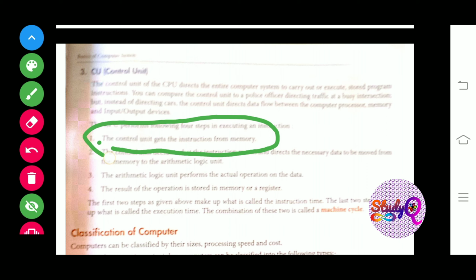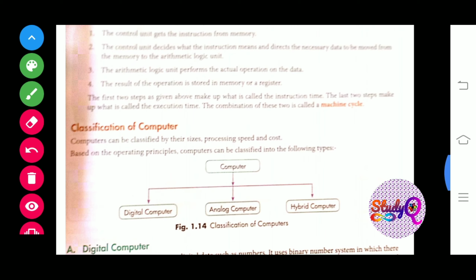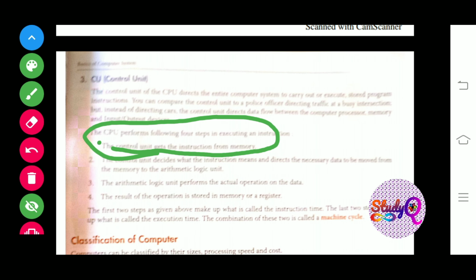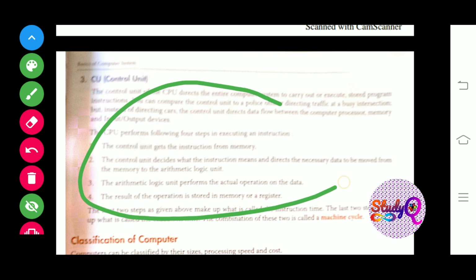What are the functions performed by the control unit? The control unit gets instructions from memory. It is here; just try to understand this. After this, the arithmetic logical unit performs the actual operation on data. You can read it on your own in your book. It is given there, so it is very easy to understand. The control unit controls all the functions and all the data given by the user.